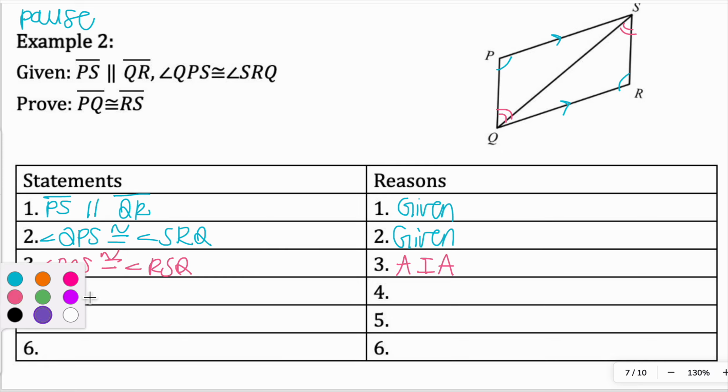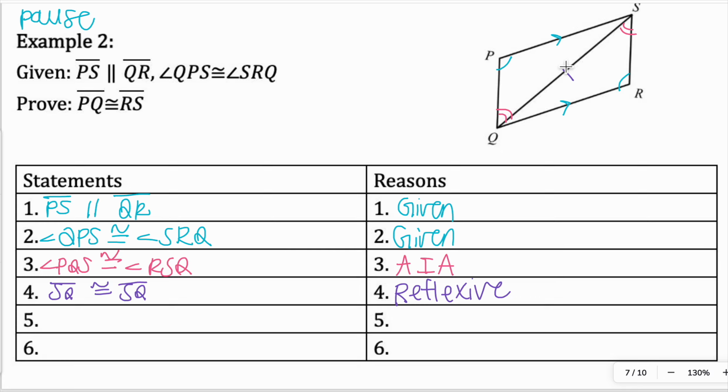The next thing I can say is that SQ is congruent to SQ using the reflexive property. So right now I have angle, angle, side. Because I have angle, angle, side, I can say that those two triangles are congruent. So I started with triangle SPQ is congruent to, be careful of your congruence statement here, triangle QRS, using the side-side-side congruence theorem.